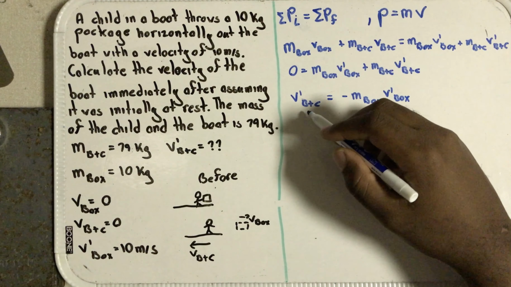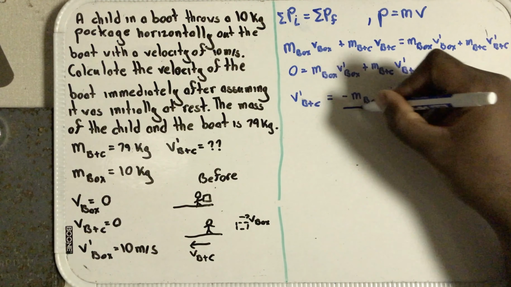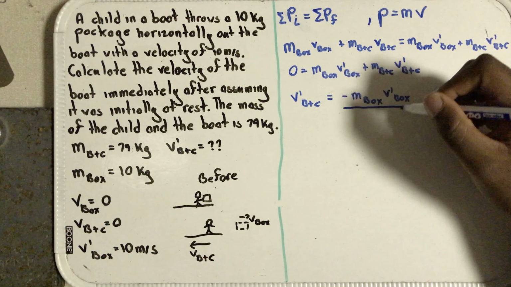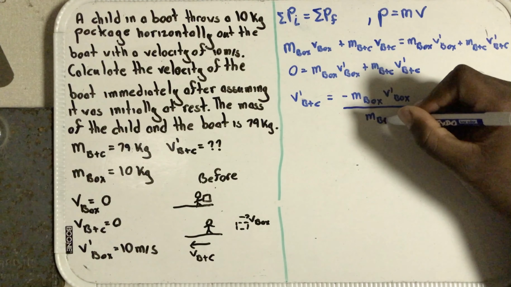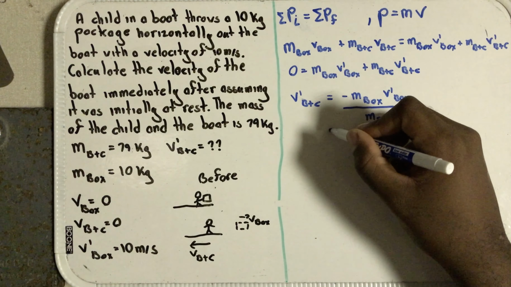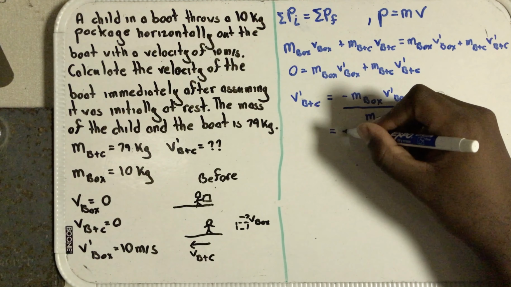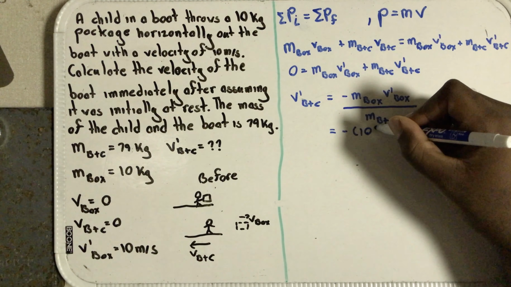I hope I didn't say box over here. I see that I'm mixing up box plus child. And this entire thing is divided by the mass of the box plus the child. And here, these are all things that I know, so I'm going to keep that negative there. And the mass of the box is 10.